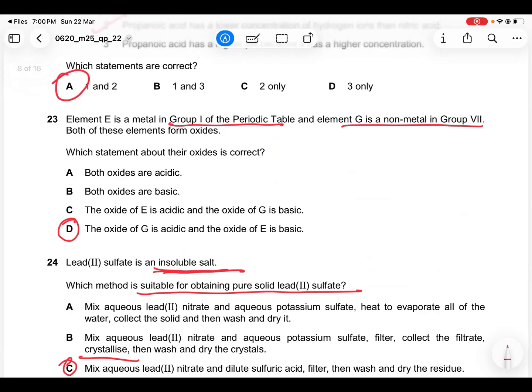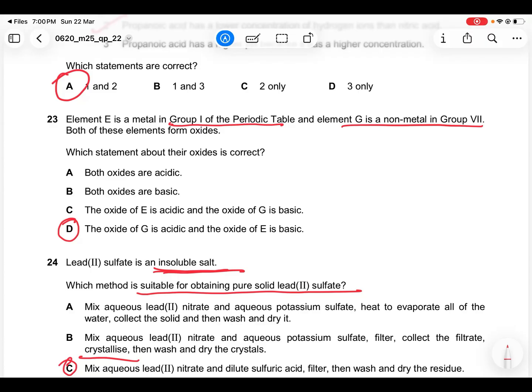Element E is a metal in group 1 of the periodic table, and element G is a non-metal in group 7. Both of these elements form oxides. Which statement about their oxides is correct? So first, element E is from group 1, which is a metal, and element G is a non-metal, which is already mentioned in the question.